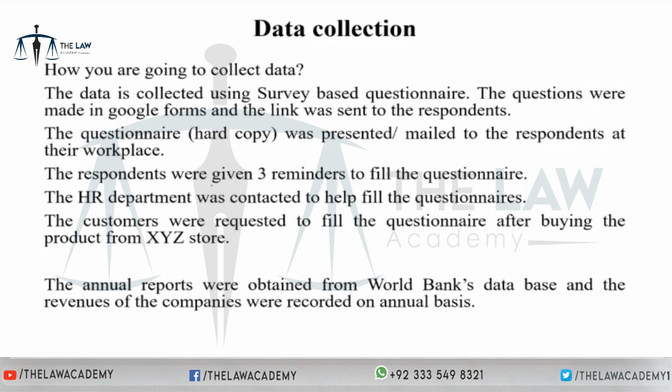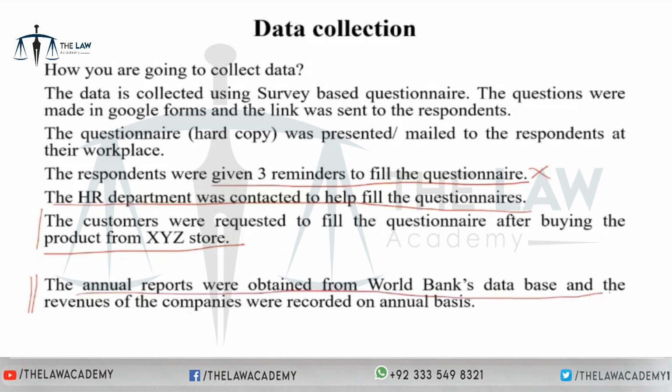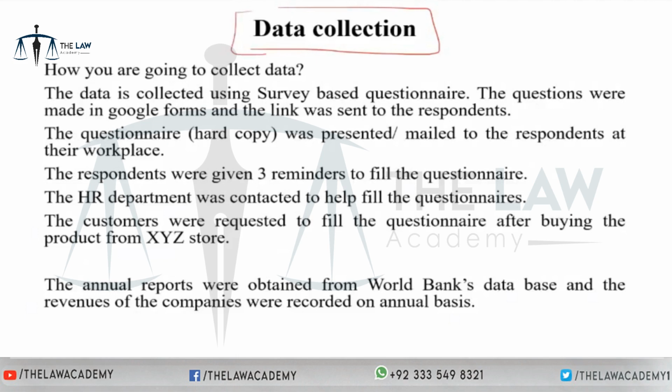The respondents were given 3 reminders to fill the questionnaire, and if they did not fill it, then you did not give them the 4th reminder. And then you can say that the HR department was contacted to fill the questionnaire, or the customers were requested to fill the questionnaire after buying a product from XYZ store. Or if you're collecting secondary data, you can say that the annual reports were obtained from the World Bank's database and the revenues of the companies were recorded on an annual basis. So in the data collection procedure, you will have to tell the reader how you have collected data, or when you're writing a proposal, you will have to say how you will be collecting data.